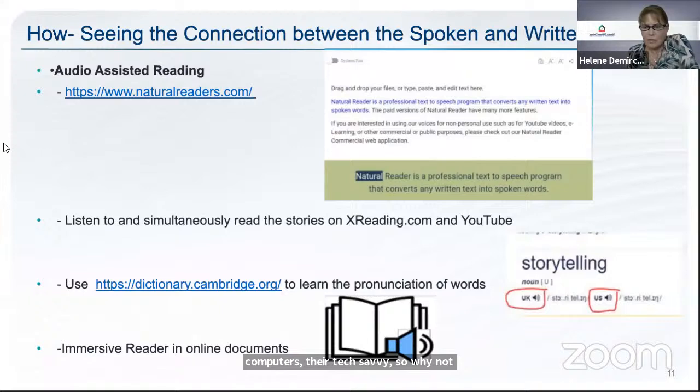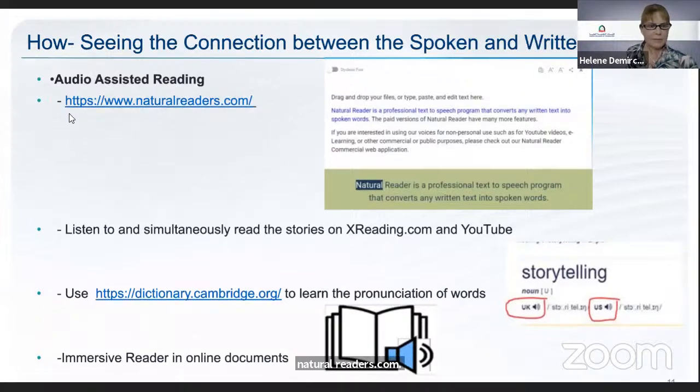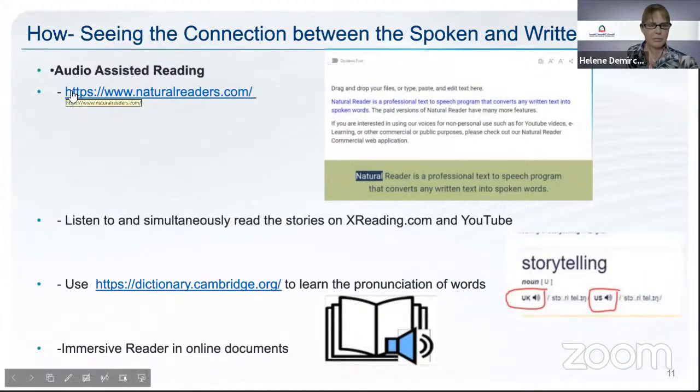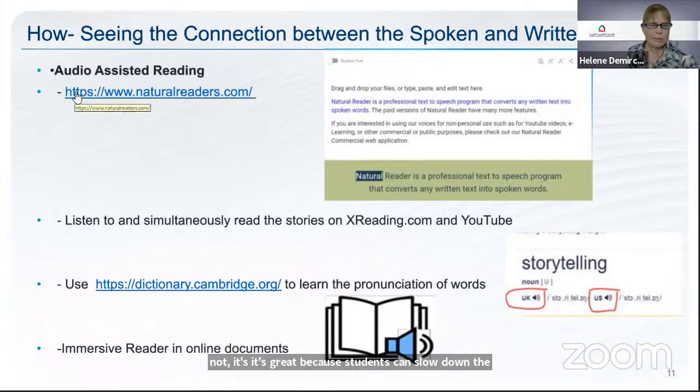why not use technology? Audio-assisted reading is listening to the story aloud and following the text at the same time. And because of technology, such as this site, naturalreaders.com, it's great. And Helen, maybe you could put that in the chat now. Natural Readers. It's great because students can slow down the speed of reading to any speed they want, so they can comfortably focus on each word along with the tracker.